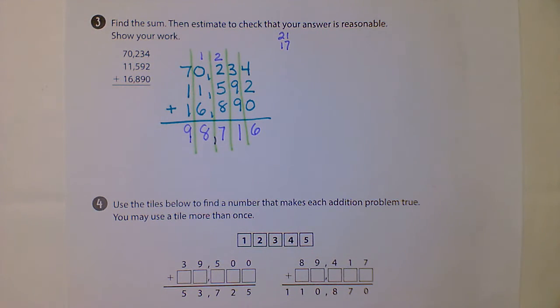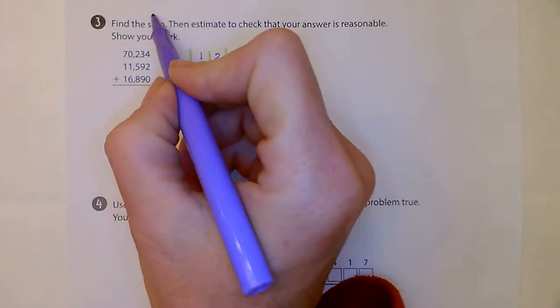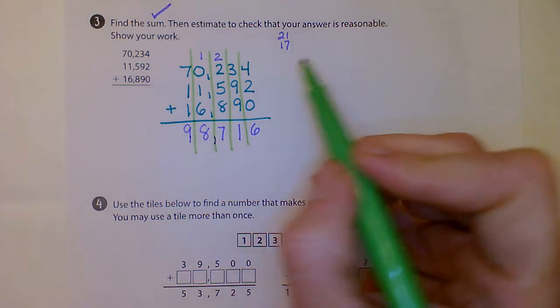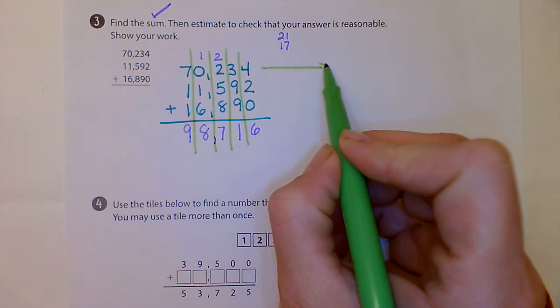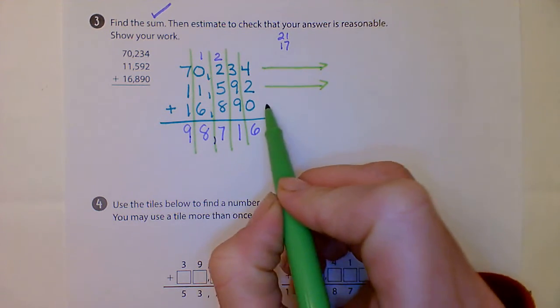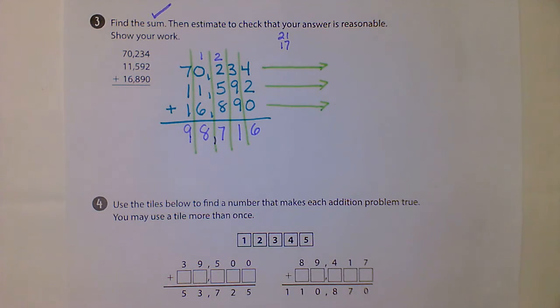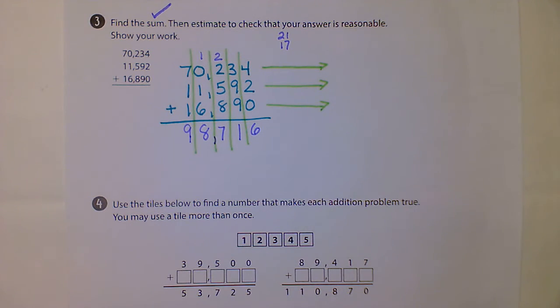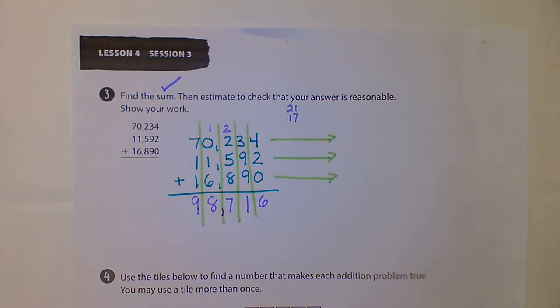All right, but I only did part 1. I found the sum right here. Now it says we have to estimate to check whether our answer is reasonable. So what I'm going to do is round each one of these numbers to the same place value. For this one, I have 2 choices that I would consider. I would round either to the nearest 1,000 or I could round to the nearest 10,000. I want to have an easier way about it, so I'm going to round each of these to the nearest 10,000. Now, because I'm trying to teach you, I'm going to do each one of these separately, the way that we've been practicing.